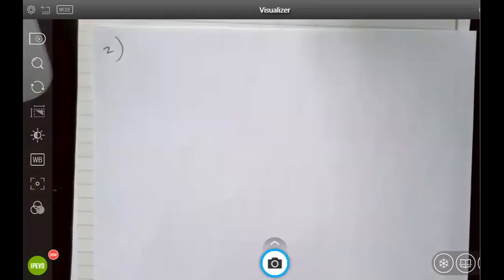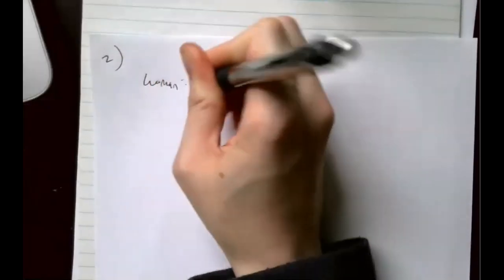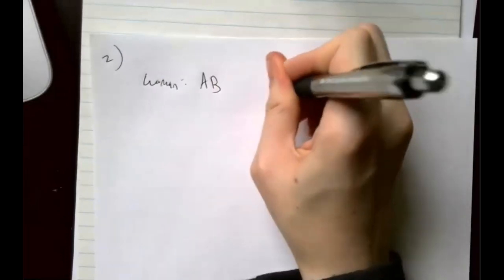Okay, for question number 2, it says that we have a type AB woman with a type A man. So our woman is AB, our man is A something. We don't know if he's AA or AI. It then says that this man's father is type B. So his dad is type B something. Could have been either BB or BI.